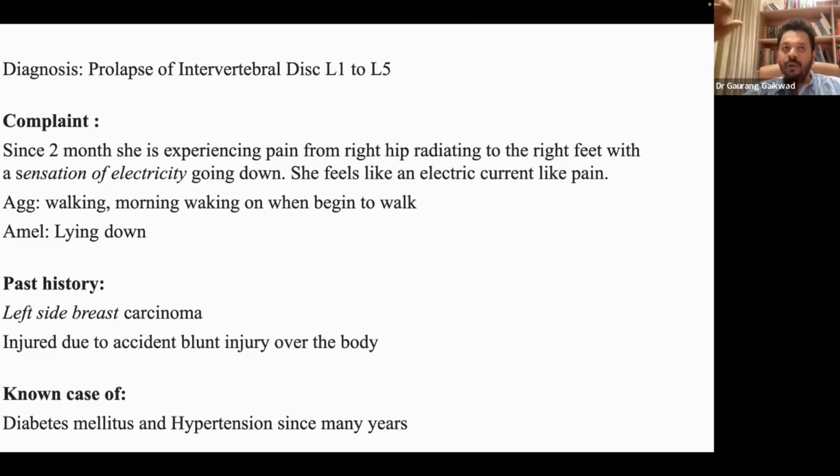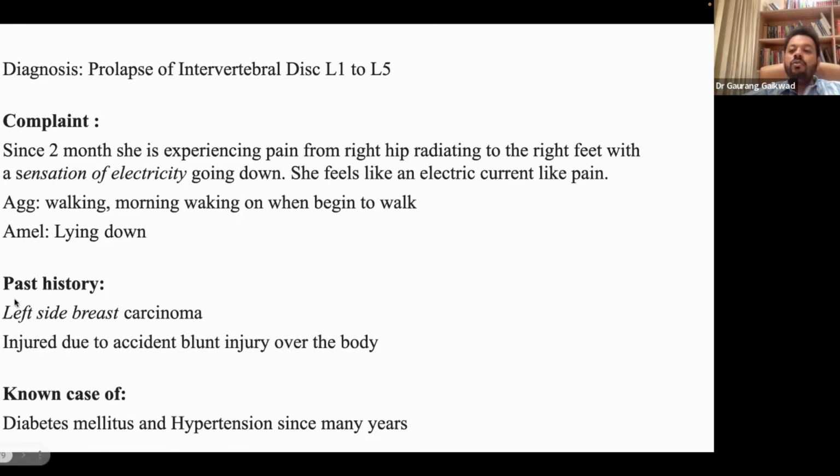Materia medica remedies should not be seen only in one dimension, but in many dimensions. Actually, in today's time, we know so many dimensions to the world, right? Similarly, the remedies can also be thought about in a multiverse kind of fashion. Multiverse, interesting word. Okay, so electric shock like pain, electric current like pain. The pain is aggravated on walking, waking in the morning, on beginning to walk. He's better by lying down.